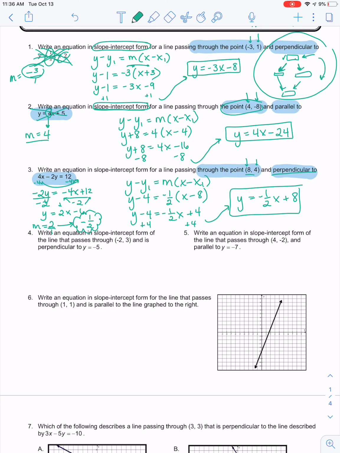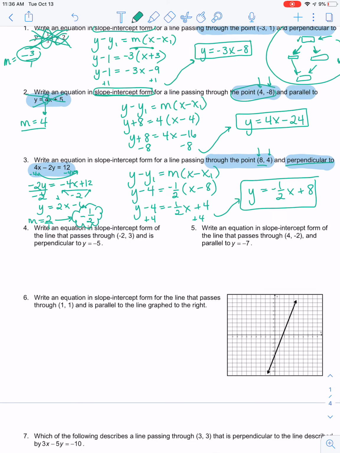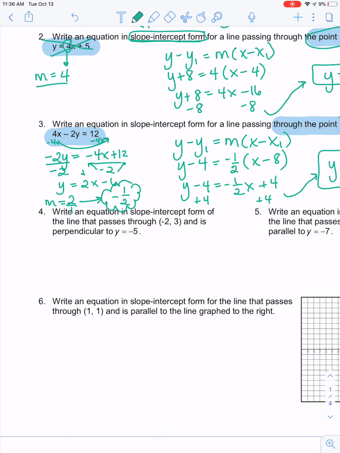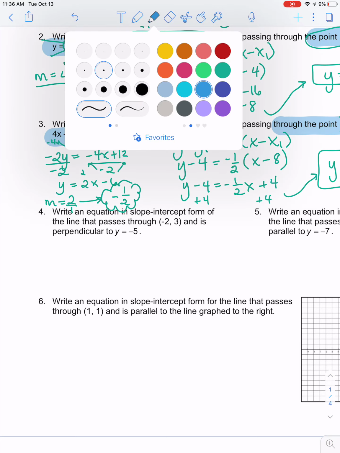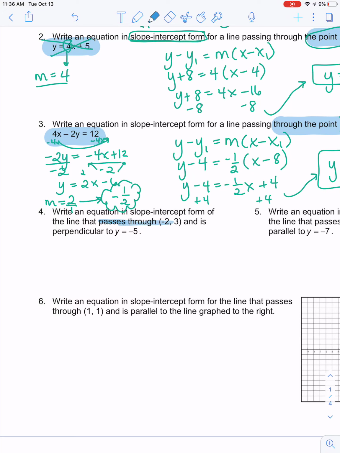Alrighty, now the next two are a little bit different. It says write an equation in slope-intercept form of a line that passes through negative 2, 3. So they're giving you a point here and is perpendicular, that's important, to y equals negative 5. Well, when you see y equals negative 5, hopefully at this point you're really training your brain to automatically think, okay, that's a HOY. That is a horizontal line. And if it's a HOY, I can already picture it in my mind. It's a horizontal line that looks like this.